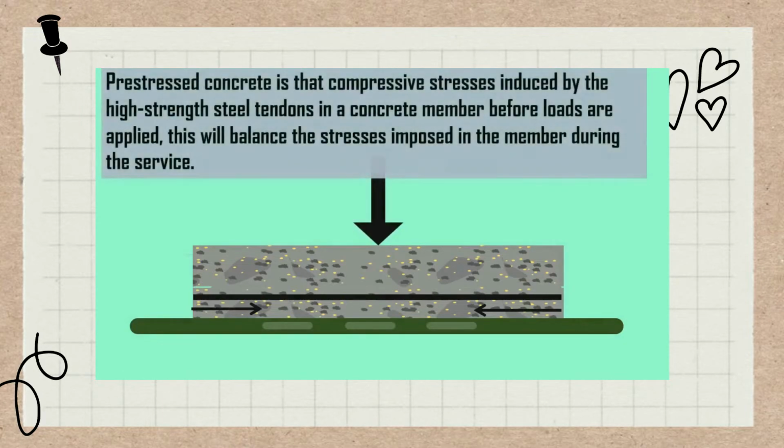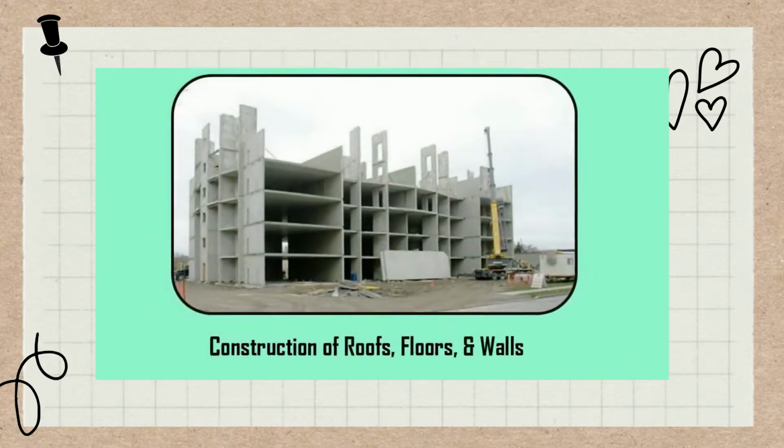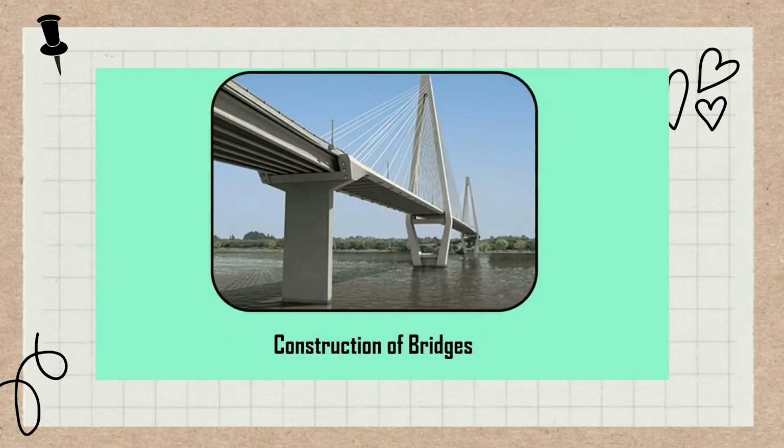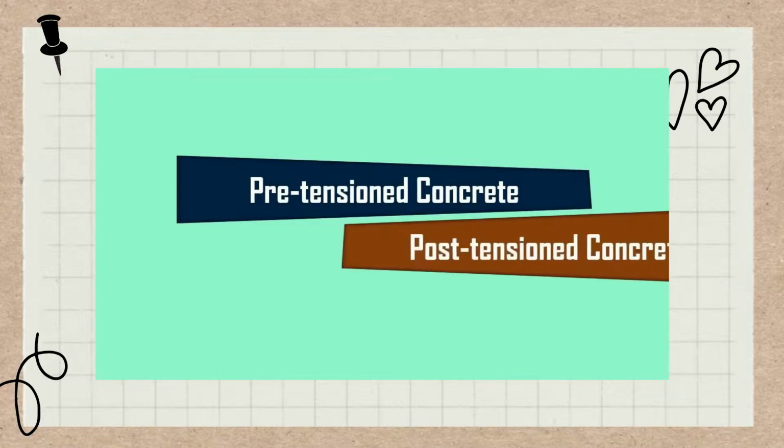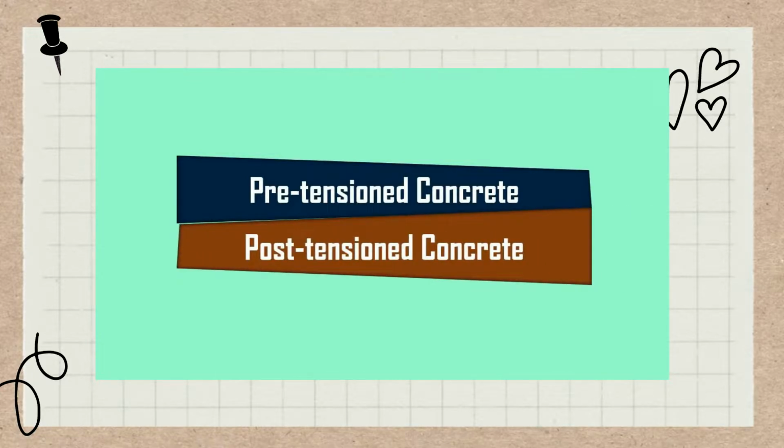The principle behind prestressed concrete is that compressive stresses are induced by the high-strength steel tendons in a concrete member before loads are applied. This will balance the stresses imposed in the member during service. Prestressed concrete can be used for the construction of roofs, floors, walls, and bridges with longer unsupported spans. Prestressing is generally done by two methods: pre-tensioned concrete and post-tensioned concrete.